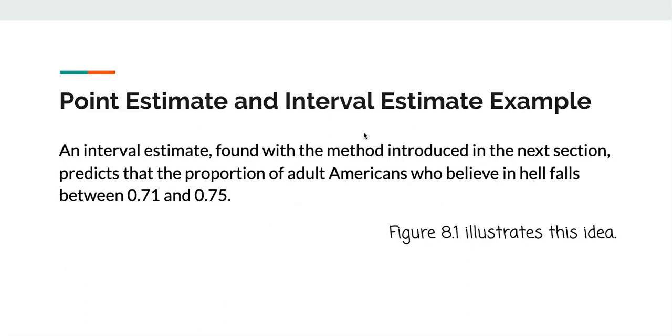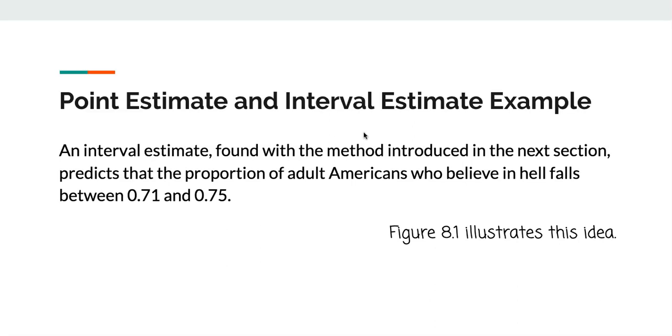But another measure, let's look at an interval estimate. The interval estimate found with the method introduced in this section predicts that the proportion of adult Americans who believe in hell falls between 0.71 and 0.75. So, if a point estimate is just our single best guess number, an interval will be like a little net that will be able to capture the actual population parameter.